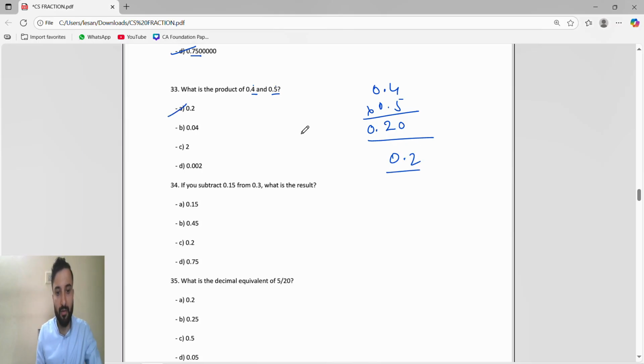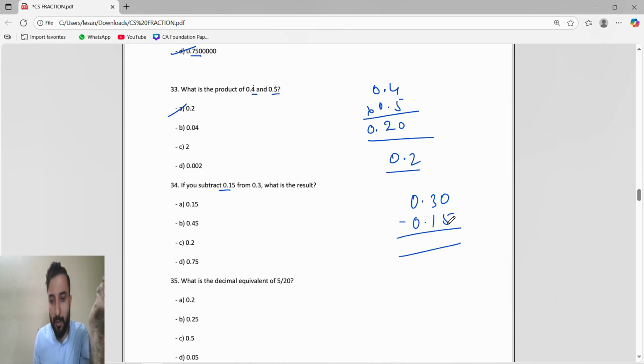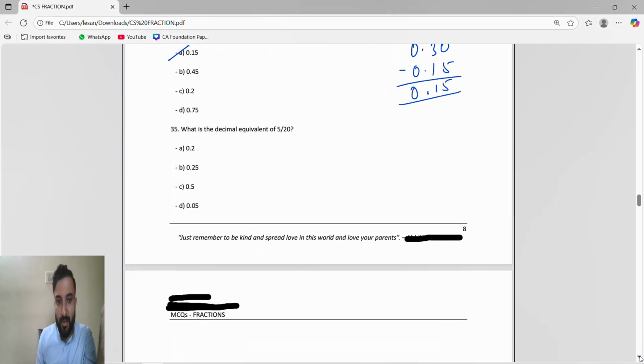Correct answer. If you subtract 0.15 from 0.3, what does 0.3 mean, guys? 0.30. Okay, and from that we have to subtract 0.15. What will happen? 30 minus 15 is 15, and the point goes here, so 0.15. See, this is an easy calculation, you can wait, think and do it easily.